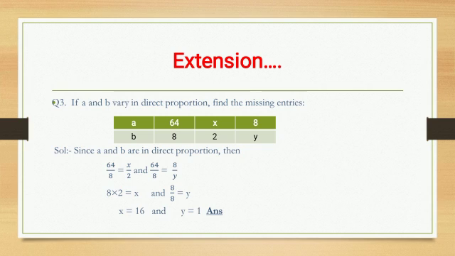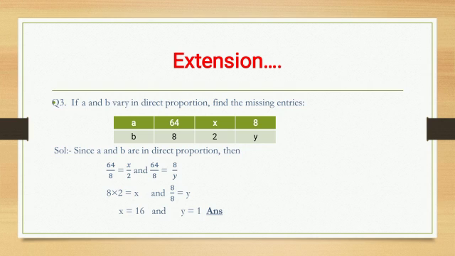So 64/8, that will give you 8, and 8 will be crossing in the denominator, and y will cross in the numerator. Why are we crossing? Because whatever value we need to find out has to be kept in the numerator. So you have to shift y from the right hand side to the left hand side in the numerator. So you are getting here y is equal to 1. Like this we can find out the missing entries.